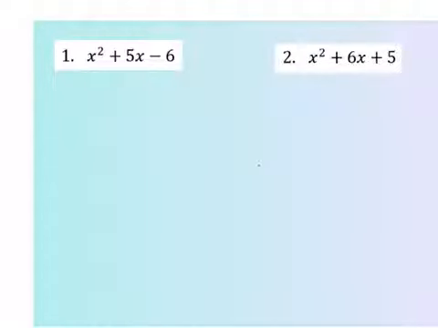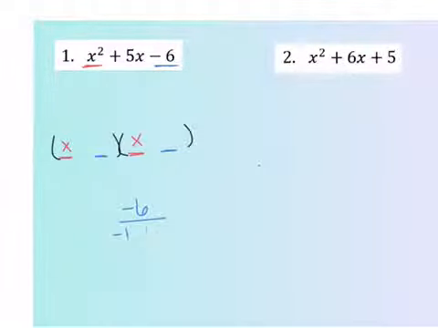So let's go ahead and look at example number 1 here. I have x squared plus 5x minus 6. First thing I'm going to do is set up my sets of parentheses here. And now I know that my first two need to multiply to be an x squared. So I know that I'm going to have an x and an x for that. Those are the only ways that I can get an x squared. I then want to see my last two need to multiply to be the c value. So I'm going to look at my factors of negative 6. I get negative 1 and 6, negative 6 and 1, 2 and negative 3, negative 2 and 3.